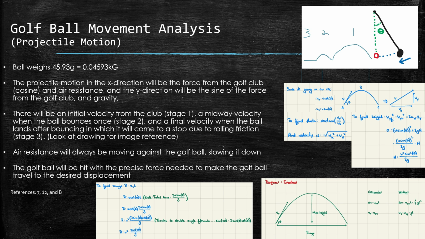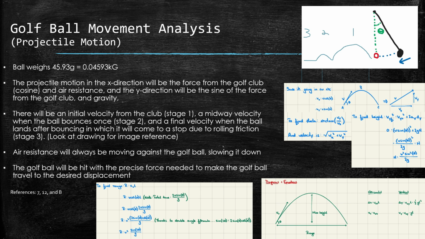The ball weighs 45.93 grams, or 0.04593 kilograms, which I mentioned in the second slide. The projectile motion in the x direction will be the force from the golf club, which is cosine, and the air resistance. Note again, we are not putting air resistance in our problem. And the y direction will be the sine of the force from the golf club and gravity.